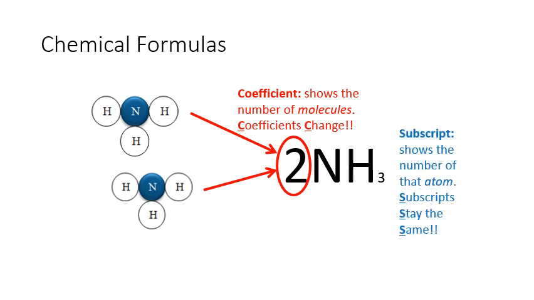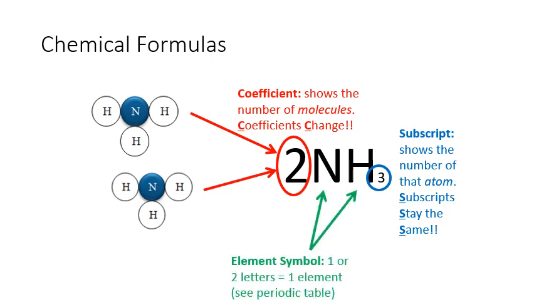Subscript. Subscripts show the number of that atom, and subscripts stay the same. So for ammonia, there's always going to be 3 hydrogens. And because there's only 1 N, there's not a number shown there, but ammonia is always 1 N and 3 H's. Always going to stay the same. And of course, the symbol, it's N or H. The first letter is always capitalized. If there's a second letter, it's not capitalized.